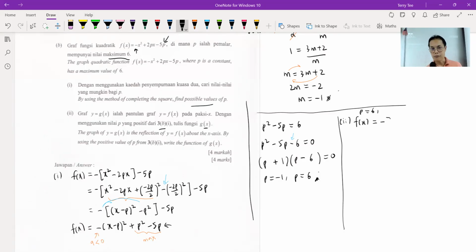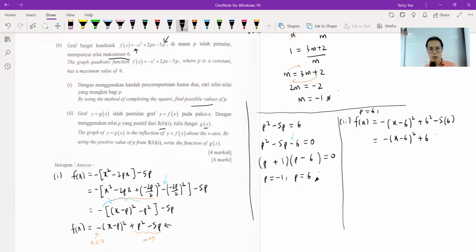So this is negative bracket. Oops, this is x minus 6. So it's x plus 6 square. Wait, x minus 6. This is positive. x minus p is positive 6 square. And then you have 6 square minus 5 times 6. 6 square is 36. 36 minus 30, you will get also 6. This is also 6. Okay, so this is the graph of fx, right?